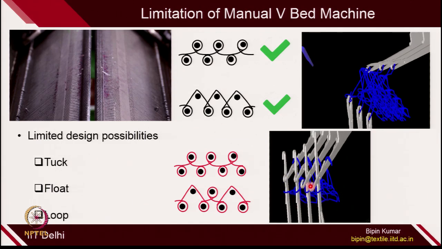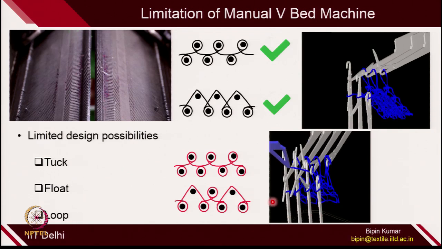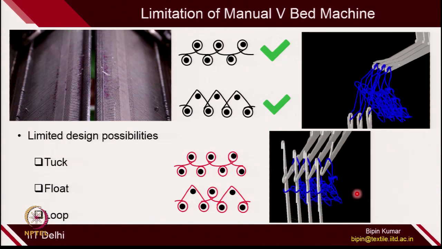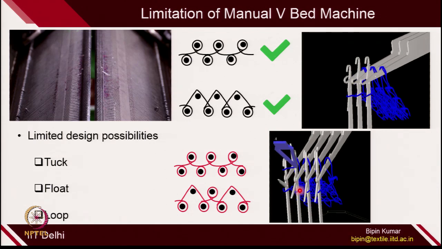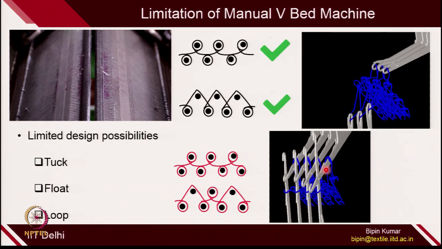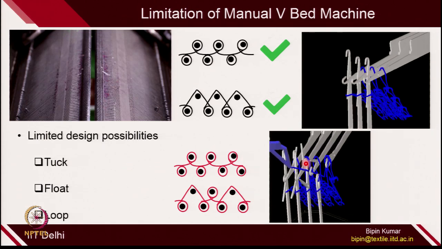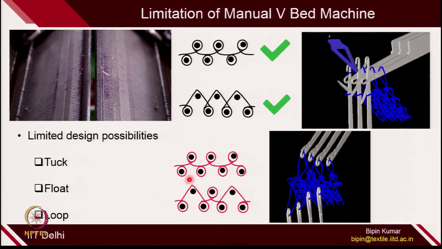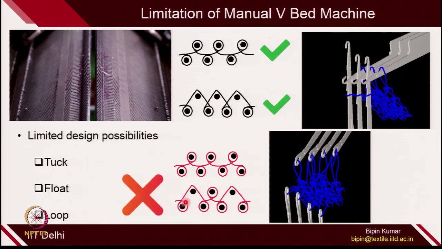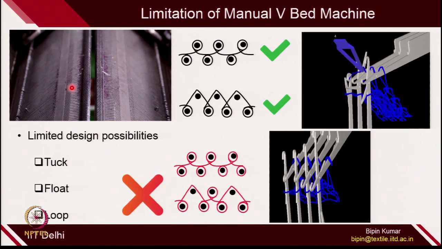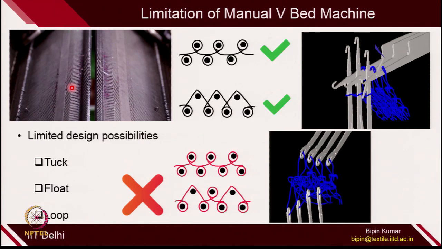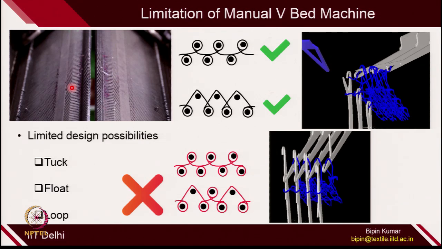For example, in this, if you see, this is the first course where both the loops have been created. In the second course, if you see, one tuck and the rest are making loops. So, this is not possible, unfortunately. We cannot make this course on manual V bed machines, because in the manual V bed machine all the needles will do the same operation for a single bed.